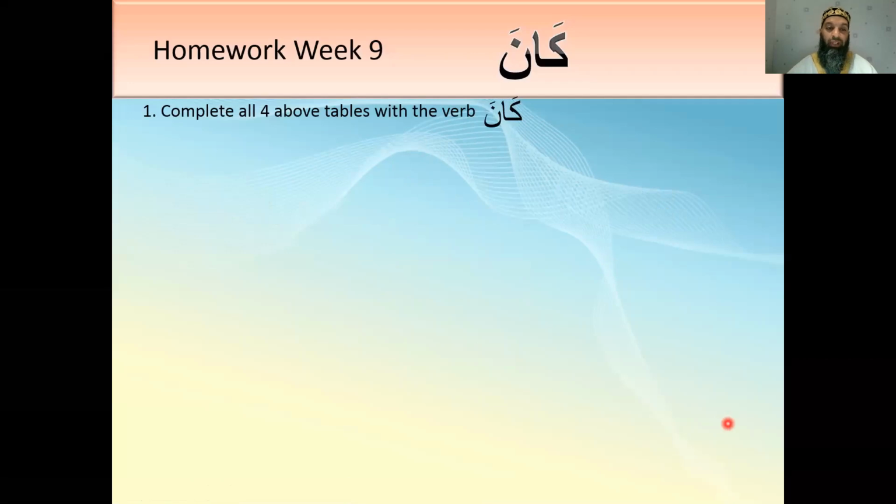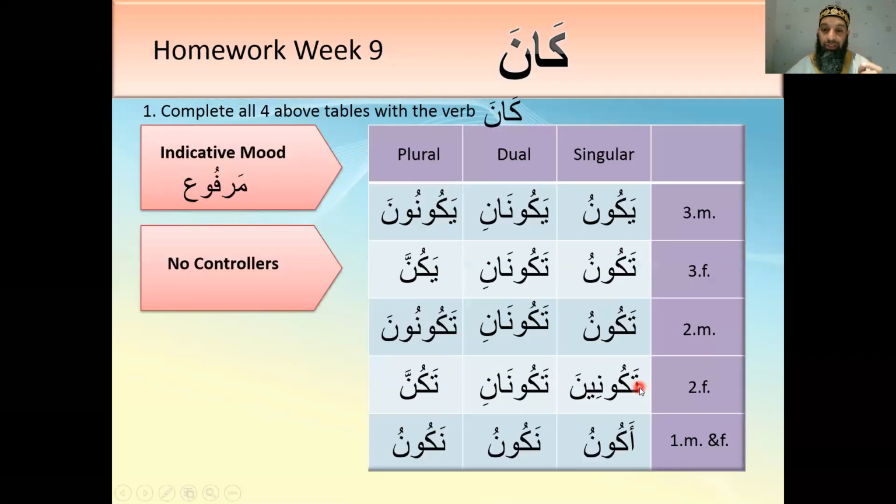So this was the homework. Complete all 4 above tables with the verb Kana. Okay, I think it was a Windows bar. I've just got rid of it and it's disappeared. Alhamdulillah. Kana means to be. So we did it in the class last week. It was just a matter of finding it in your booklet, somewhere further on, and just writing it, because writing helps learning.